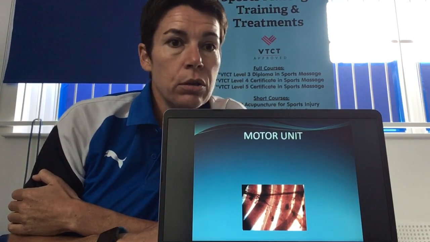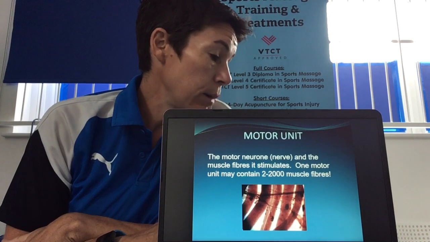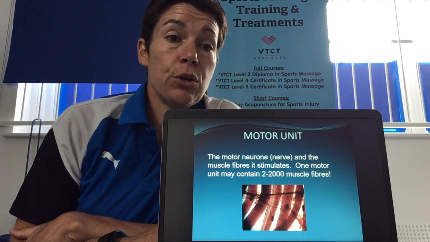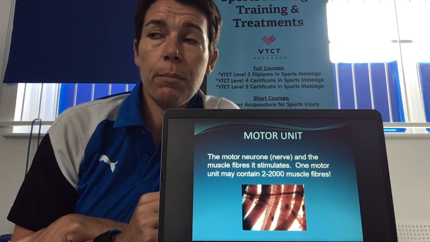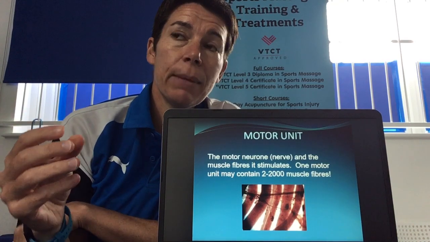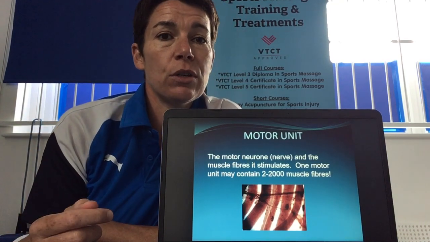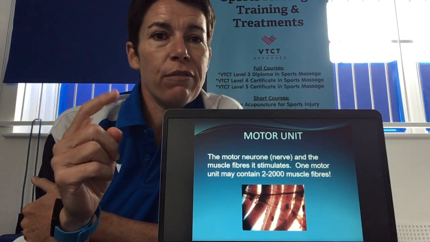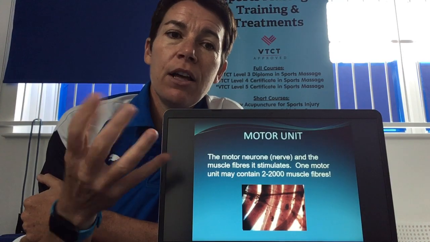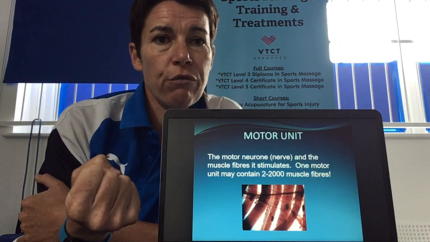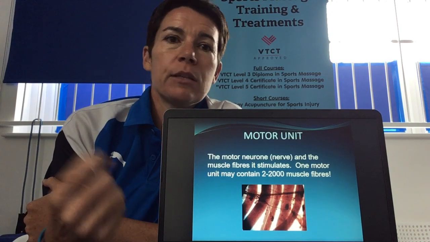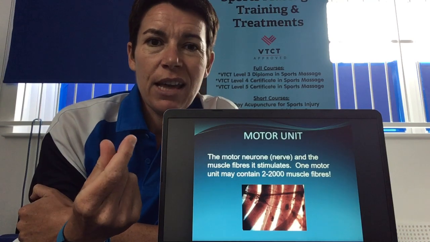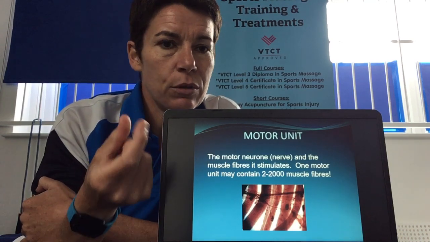One motor unit is one nerve coming in that can stimulate anything from 2 to 2,000 muscle fibres. So quite a big chunky nerve, quite an important nerve, can stimulate up to 2,000 muscle fibres. If there's some stimulation coming in on that one nerve, 2,000 muscle fibres will contract, so it'll be quite a strong action. Smaller nerves in the body might only go to 2 muscle fibres, and if 2 muscle fibres contract, you might not actually notice it. It'll just be a small amount.